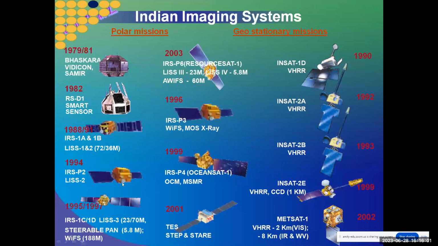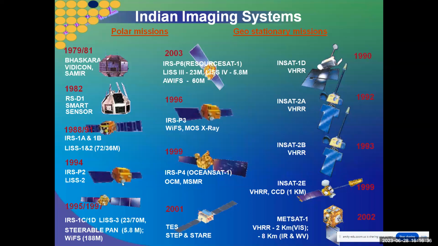Now, these are the Indian imaging systems. There are two missions. The first one is the polar mission and the second one is the geostationary mission. In the polar mission, in 1979 we launched Bhaskara. In 1982 we launched smart and sensor based technology. In 1988 and 1991 we launched the Indian Remote Sensing satellites IRS-1A and 1B, including IRS-1C and 1D. In IRS-1A and 1B, there were two sensors, LISS-1 and LISS-2.